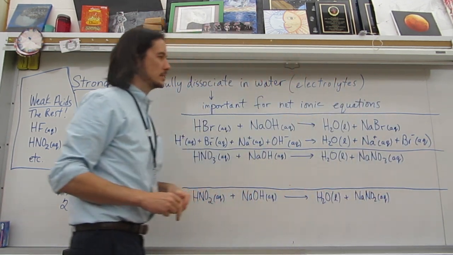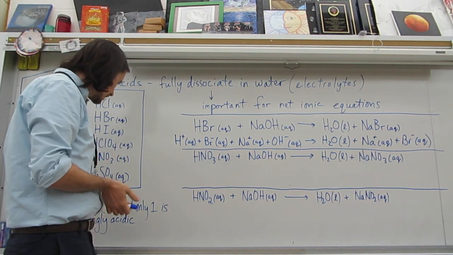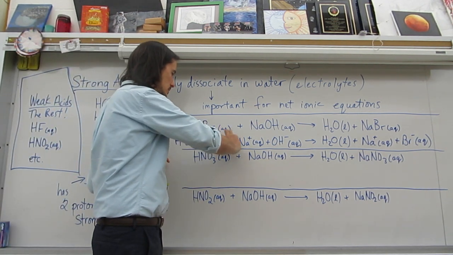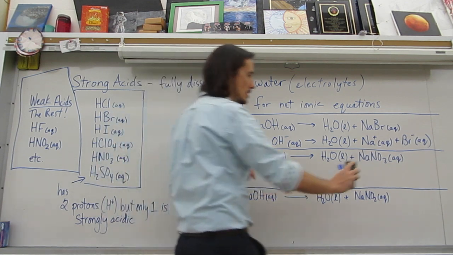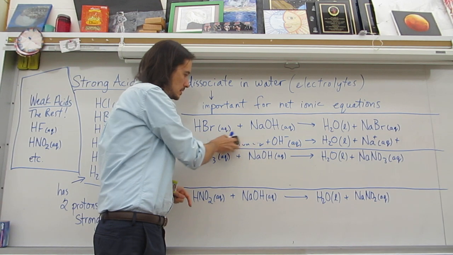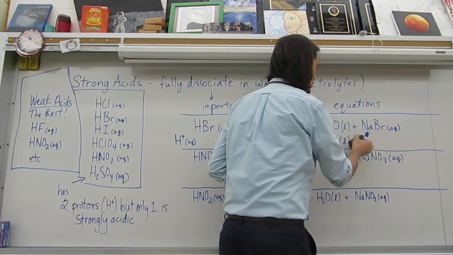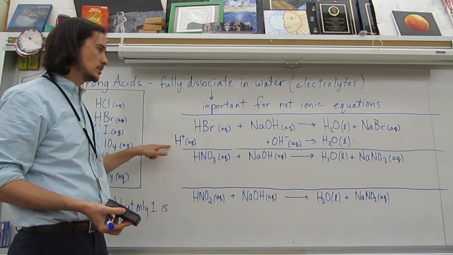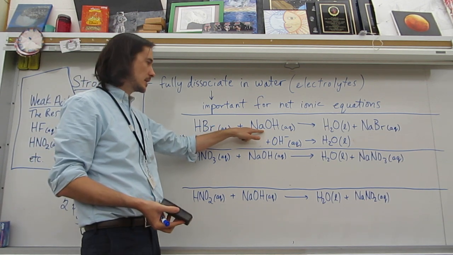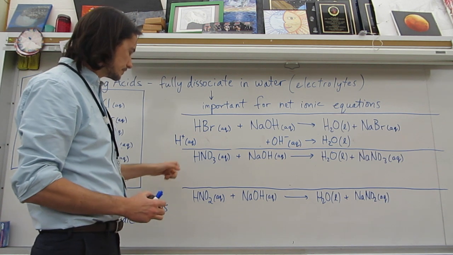Okay, so we have the complete ionic equation that I just wrote, and now I'm going to get rid of any spectator ions. We can see bromide appears on both sides. I'm going to get rid of that. And sodium as well. So there's your net ionic equation for a strong acid and a strong base. Sodium hydroxide is considered a strong base. So H+ plus OH- gives us H2O.